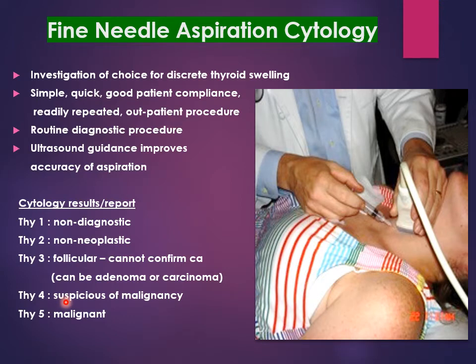Okay, fine needle aspiration is the investigation of choice for discrete thyroid swelling. It's simple, quick, has good compliance, is readily repeated, and is an outpatient procedure. It is the routine diagnostic procedure for thyroid swellings, and when done under ultrasound guidance it improves the accuracy of aspiration.